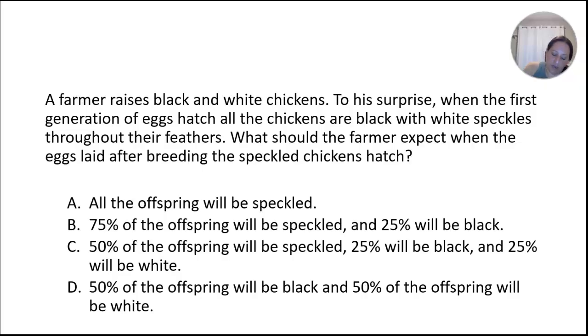So hopefully you've gotten it, it should be a 1 to 2 to 1 ratio. And so there should be 25% black, 25% white, and 50% should be speckled. And so let's see, what answer is that? That's C. Okay.